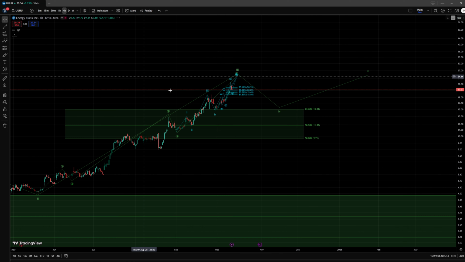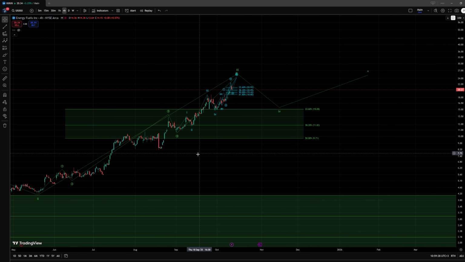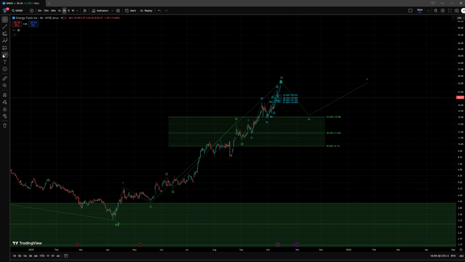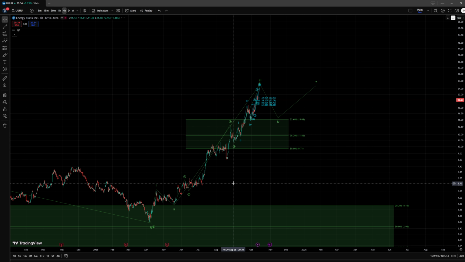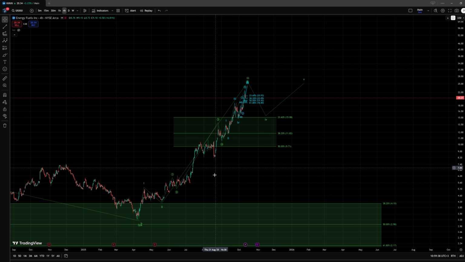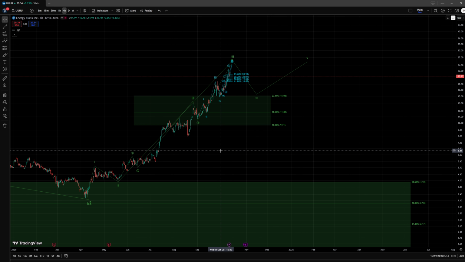But so far the internal structures here don't necessarily suggest an extension that would probably turn this into a larger wave 3. Maybe the general count is slightly different, but overall, for now, these are the levels. This is the trade setup.